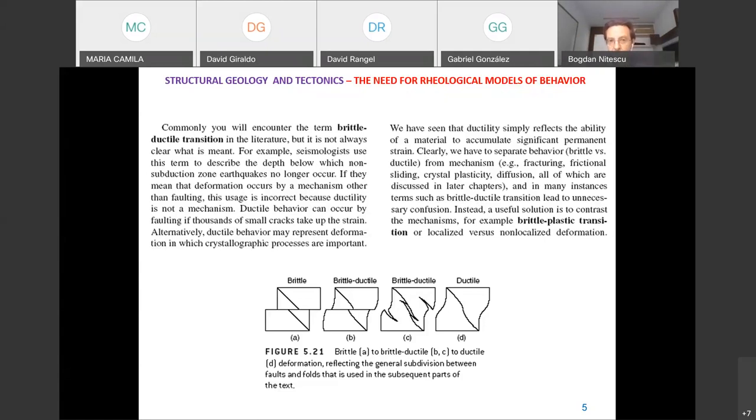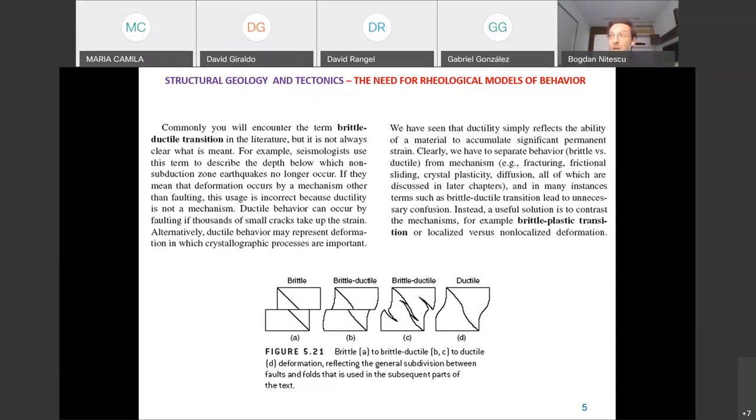The problem is that when you start looking with a microscope or in detail, not with your eyes, without a magnifier, there are different mechanisms for this distributed deformation. For instance, you can have many small fractures that actually had a little movement along each fracture. And to your eyes in the outcrop, it appears that the deformation was continuous. But when you look with the microscope, you see many small fractures. So in fact, the mechanism of deformation was brittle. But the behavior as it appears to your eyes is ductile. So it's not a very clear term.